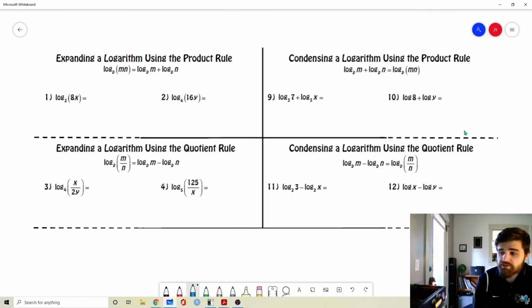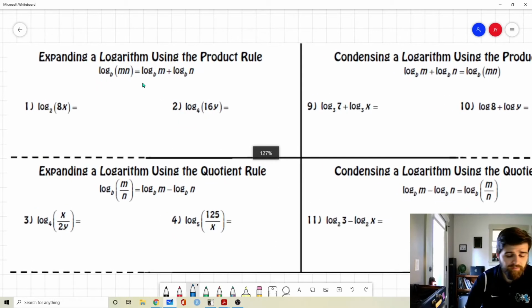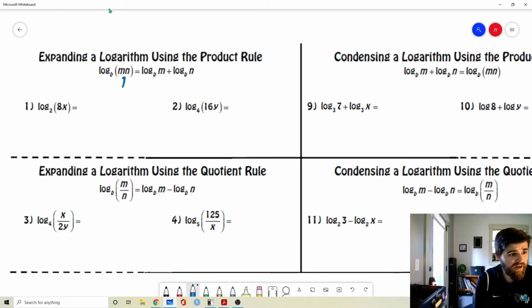Okay, so the product rule of logarithms tells us that if I have a log and then inside the argument of the log, so remember that's this value here, so inside this argument, if there's two things being multiplied, so if we have two factors in here, we can actually split the log into two pieces where we have each of those factors separated and we add the logs together. That's the product rule. So this can be really useful when we're solving something algebraically.